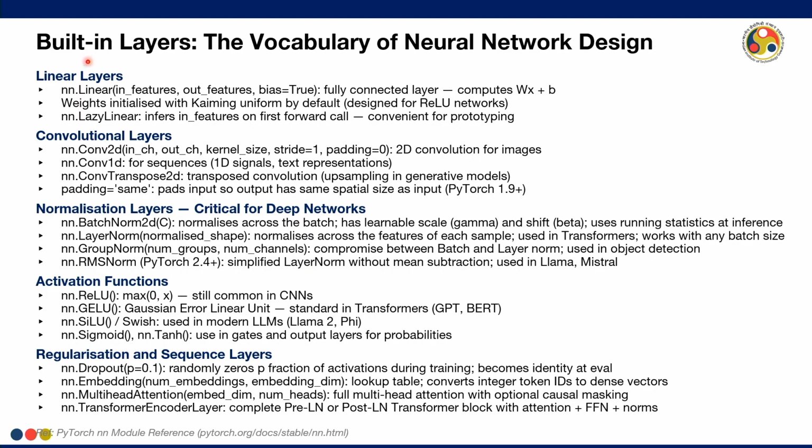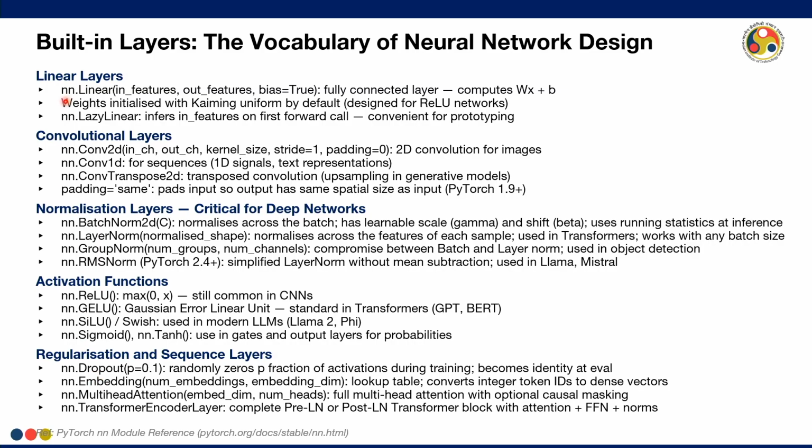Okay, so now if we look at the different types of neural networks, I have linear layers, which are fully connected layers. If you have learned the basics of neural networks, you know what the fully connected layer and the convolutional layer are. Obviously, you have different types of convolution, and layers like normalization layers, then different types of activations. You have different regularization to improve performance, like dropout, embedding, multi-head attention, and transformer encoder. So, different types of regularization and sequence layers are also there.